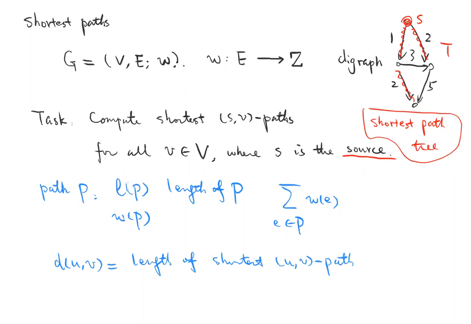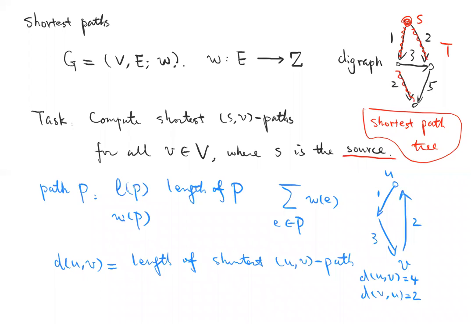between two vertices. The distance from U to V and the distance from V to U may be different. For example, here U, here V, with weights 1, 3, 2. Then d(U,V) equals 4, but d(V,U) equals 2. For a digraph, it can be different, but for an undirected graph, it will be the same. So there is one such difference between directed and undirected graphs.